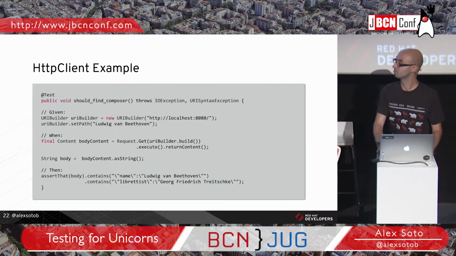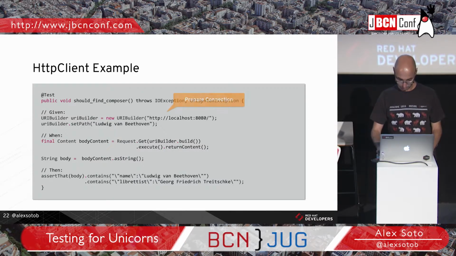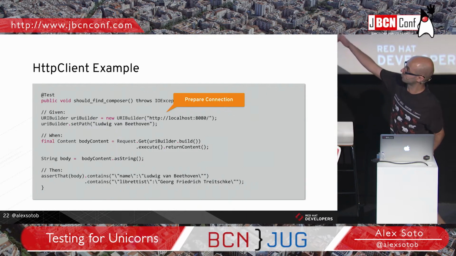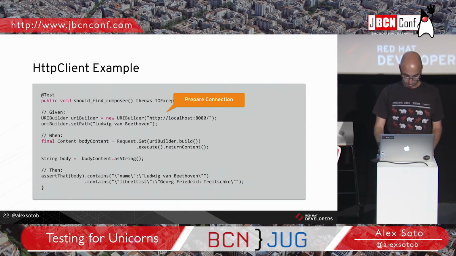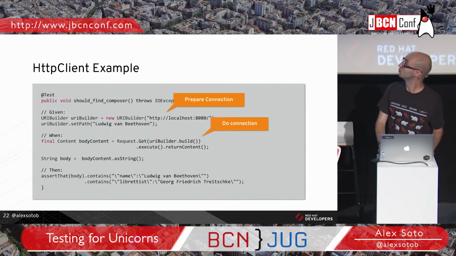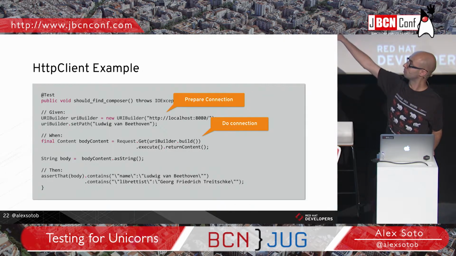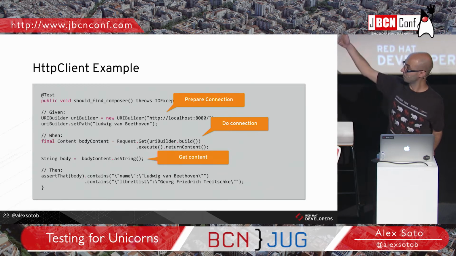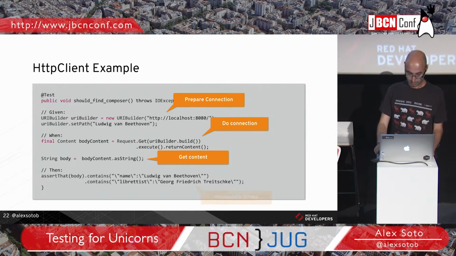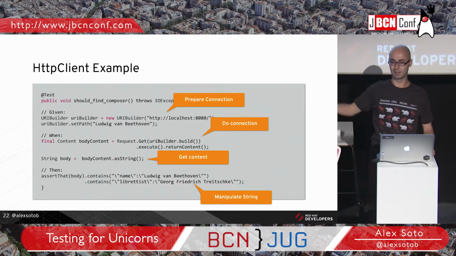The first thing is using, in this case, I think this is HttpClient from Apache, where first of all, you prepare the connection. You set a URI builder, you create your URI. Then you do the connection. You say, OK, I want to execute this URL against the GET HTTP method, and I want to return the content. Finally, I get the content, and I do this assertion.